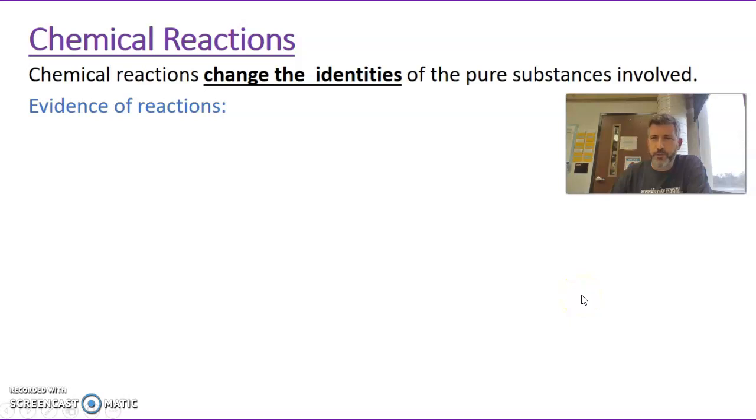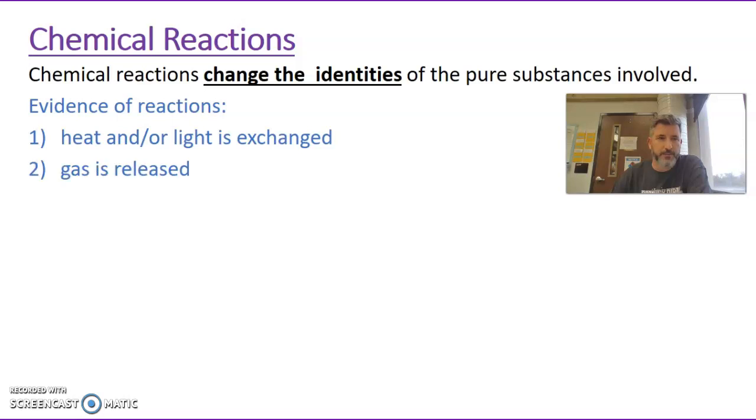How do we know for sure that we've created something new with new properties? One way is if there's a lot of heat or light exchanged, and that can be just a physical change like melting or boiling, but if it's a lot, it's usually going to be a chemical reaction. If a gas is released, so if you have bubbling, it's probably a chemical reaction. If you have a color change, like the way that rust changes iron from kind of a gray color to orange, or if a precipitate forms.